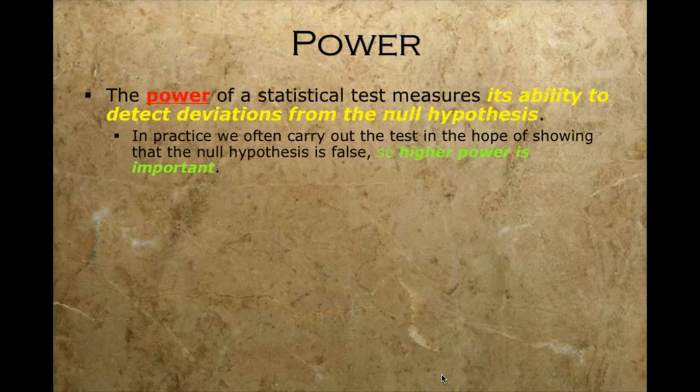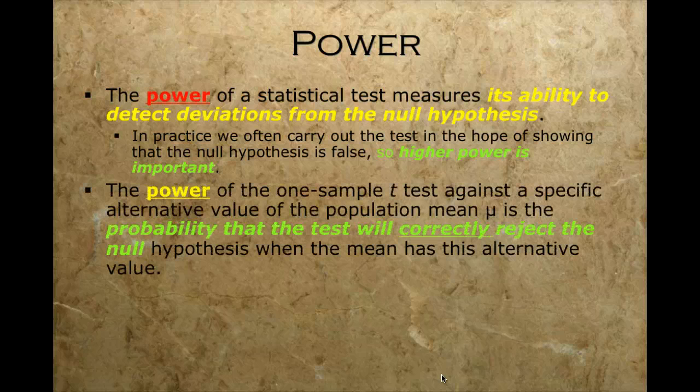Alright, now last but not least, I just want to touch real fast on power. The power of a statistical test measures its ability to detect deviations from the null hypothesis. In practice, we often carry out the test in hope of showing the null hypothesis to be false. So higher power is important. High power means that this test is going to have the ability to detect deviations from our hypothesized mean. Remember, power of the one sample t-test against a specific alternative of the population is the probability that the test will correctly reject the null hypothesis. And that should be on your note sheets from chapter 11.